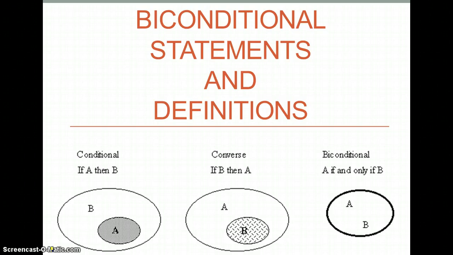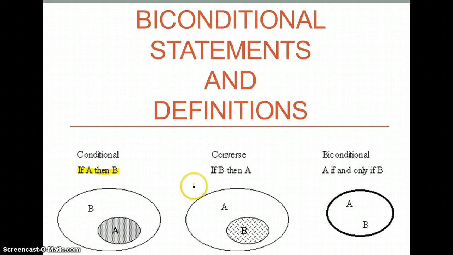When we talked about the conditional, we know that we were saying if A, then B. So the if statement is our hypothesis and the then statement is our conclusion. And this is noted by our Venn diagram. So A is a part of B.